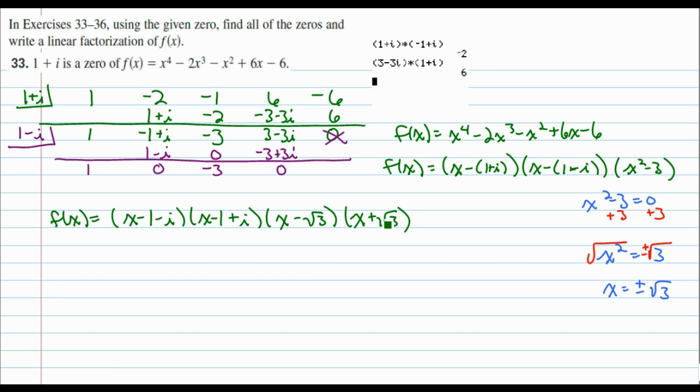And my calculator can find those numbers, but they will not be exact. So we have to find the exact zeros, so you can't just say what decimal point your calculator spat out. You have to go through synthetic division and find the exact value. So we've got our linear factorization, and then it says find all of the zeros. So the zeros are 1 plus i, 1 minus i, square root 3, and negative square root 3. 4 zeros for a fourth degree polynomial.